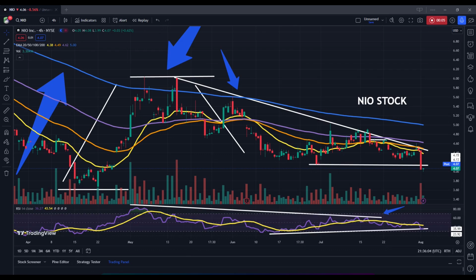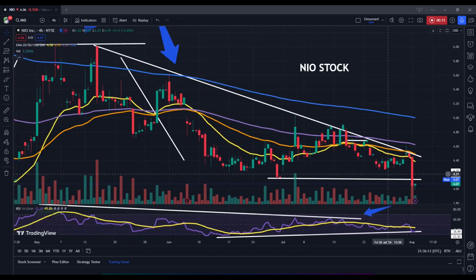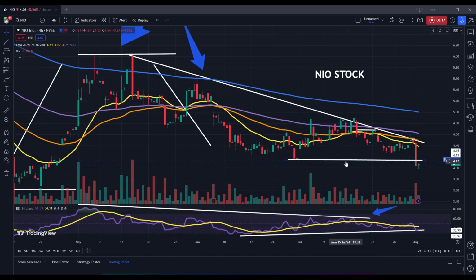We have the 4-hour price chart for NIO Incorporated, stock ticker NIO. So we can see there have been some fairly decisive price moves today. Specifically, if we drill down here, we can see that some of the support levels that we have been watching in this stock have now broken to the downside.